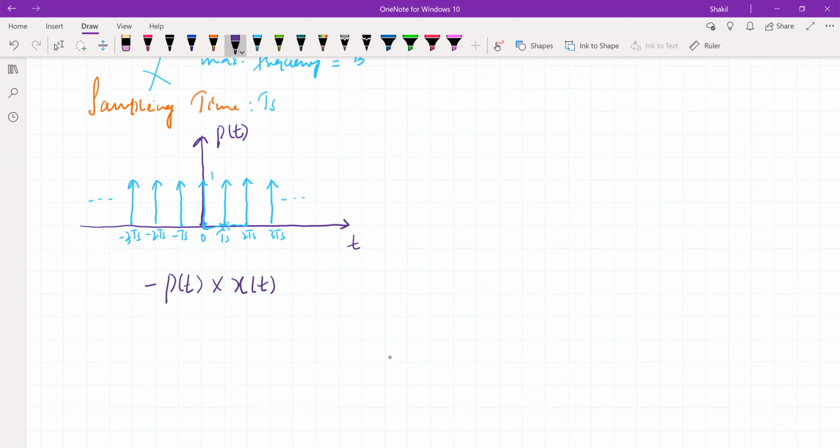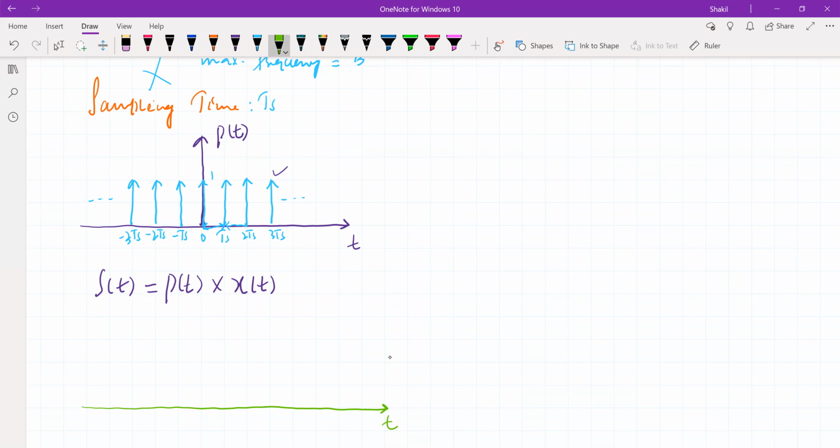and let's call the output of the operation s of t. So s of t is the multiplication of x of t with p of t. That is the impulse train. This is referred to as the impulse train, and we can obtain the samples of x of t by multiplying with this p of t. So we'll have a signal that looks like this. The output signal looks like this.